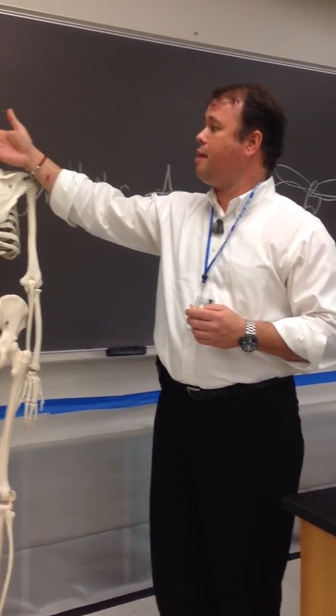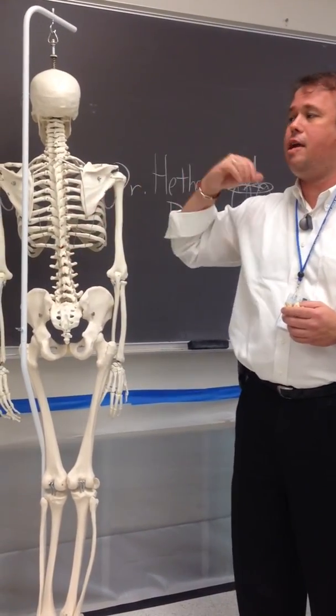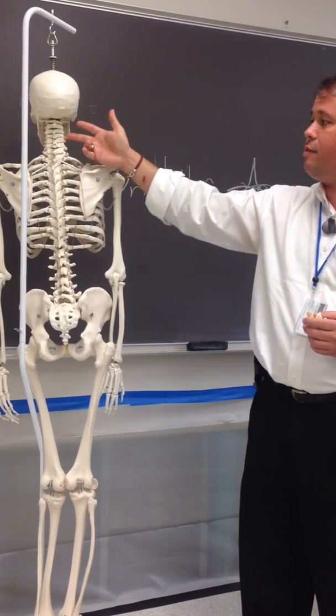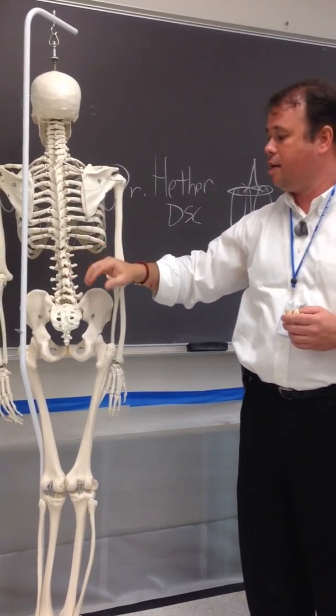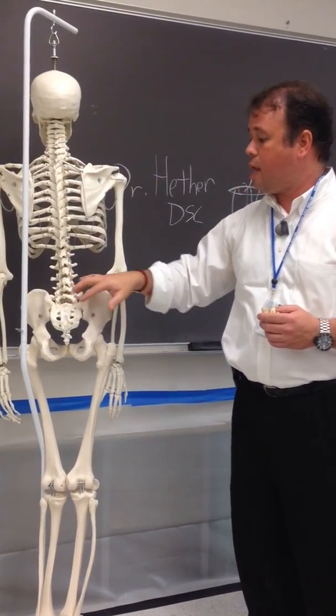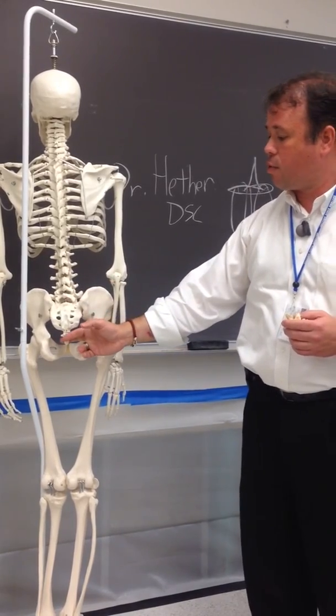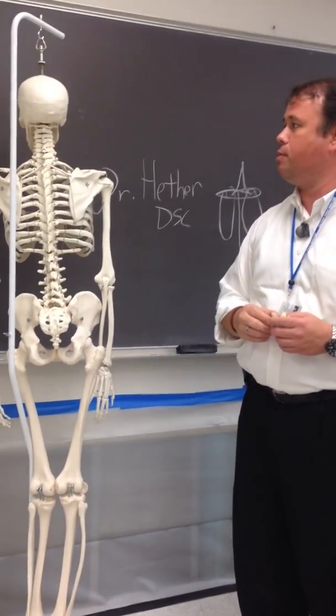Okay? So we have 7, 12, 5. Think of eating breakfast, lunch, and dinner at 7 o'clock, 12 o'clock, and 5 o'clock. And then 5 bones of your sacrum. They fuse again into 1, and then 3 to 7 of your coccygeal bone.